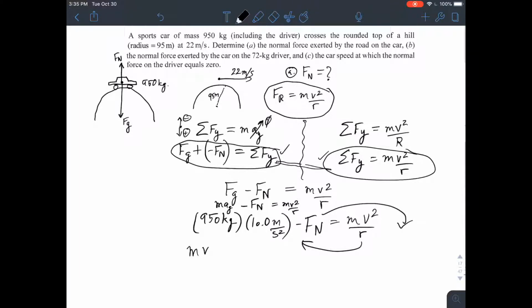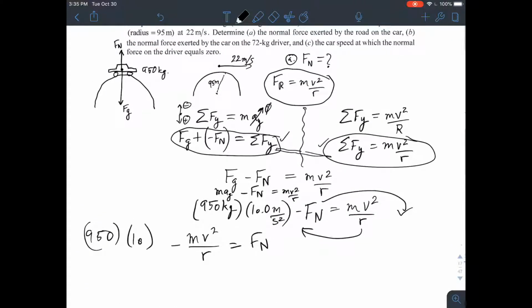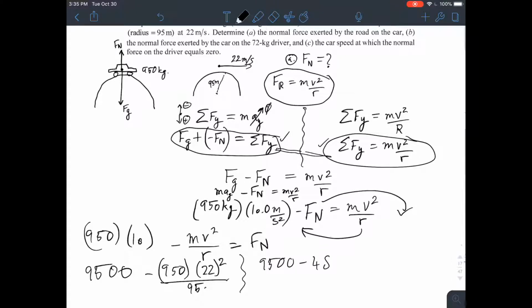So we end up with just mv squared over r subtracted from 950, I'm going to take the units away, times 10. And F_N becomes positive on the other side. And if you keep going with that, what do we end up with? Keep going with that, then this is minus 950 times the speed, which was given to us as 22 meters per second, squared, and the radius was given to be 95 meters. I'm going to stay away from the units again, and that gets subtracted from something big like this. So that's what, 9500 minus 4840, and they're both in newtons, equals F_N.